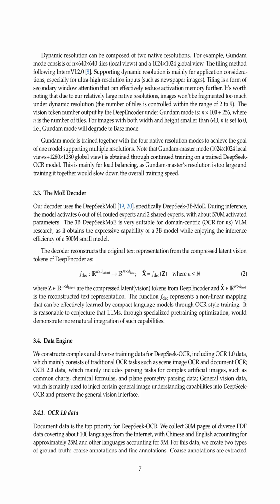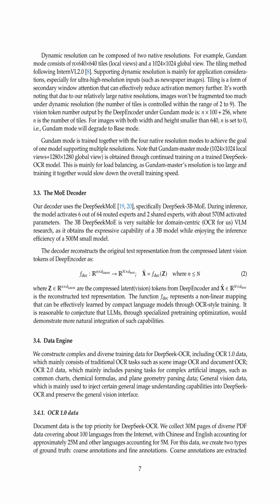3.4.1. OCR 1.0 data. Document data is the top priority for DeepSeek-OCR. We collect 30 million pages of diverse PDF data from the internet, with Chinese and English accounting for approximately 25 million and other languages accounting for 5 million. For this data, we create two types of ground truth: coarse annotations and fine annotations.